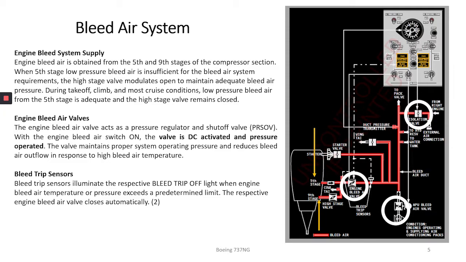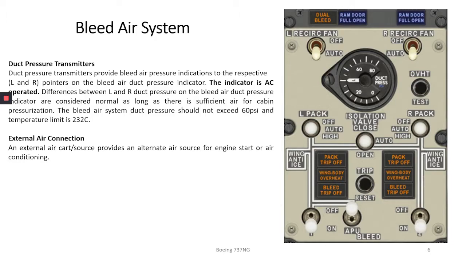And here we can talk about the bleed trip sensors, which we can see here. You see bleed trip sensors, one here and the other one is here. These bleed trip sensors illuminate the respective bleed trip off light. This light comes on when engine bleed air temperature or pressure exceeds a predetermined limit. The respective engine bleed air valve closes automatically, and that's an exam question as well. So just remember, the respective engine bleed air valve closes automatically when we have the bleed trip off light coming on. Okay, let's talk about the duct pressure transmitters.